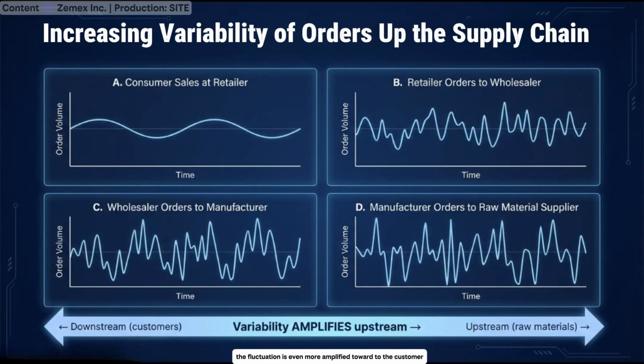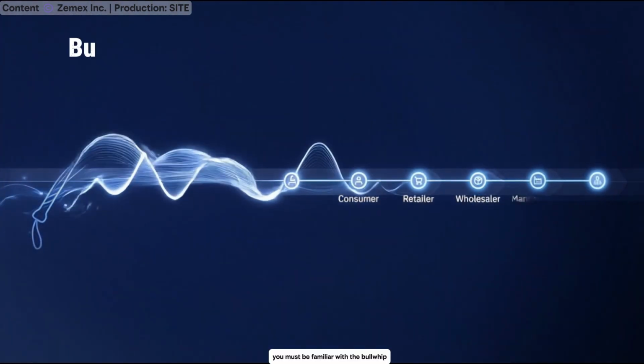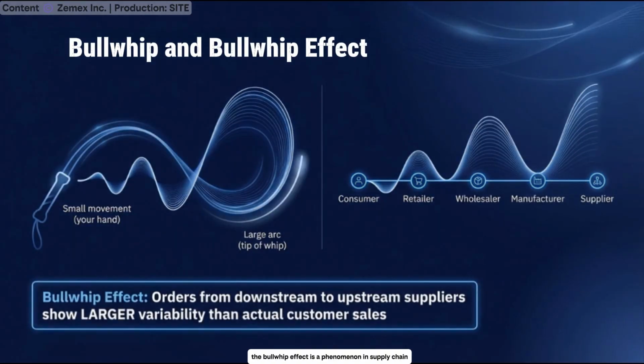Toward the customer, we call it the downstream of the supply chain, and toward the raw materials, we call it the upstream of the supply chain. As we observed, as you go to the upstream of the supply chain, the order fluctuation is getting worse and worse. This is what we call the bullwhip effect. You must be familiar with the bullwhip. The bullwhip effect is a phenomenon in supply chains where orders from downstream to upstream suppliers tend to have a larger variability than actual sales to customers.